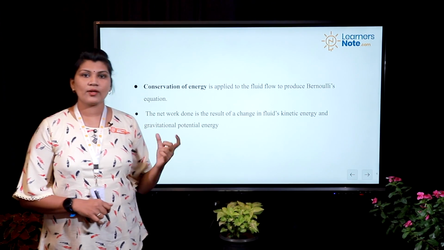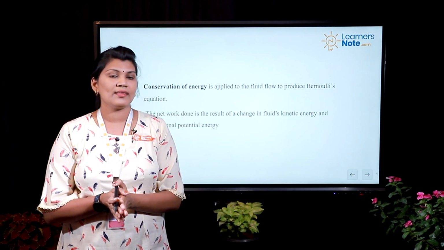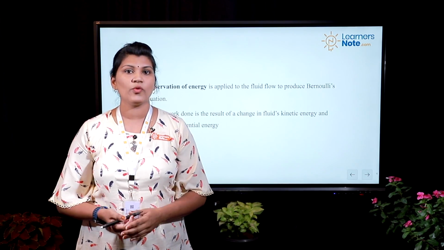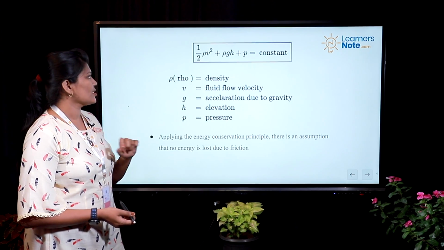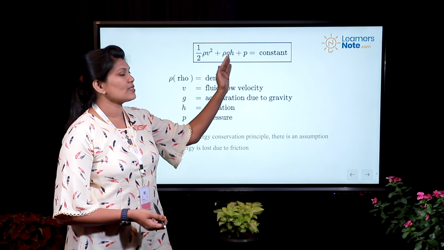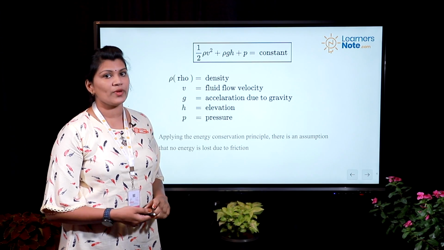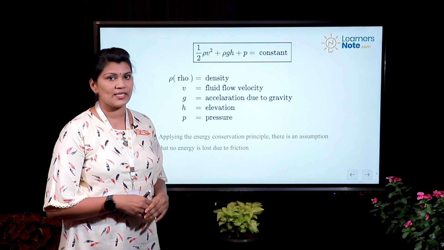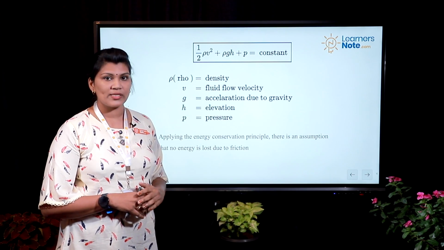Next, we can conclude from this statement that the total energy of a fluid is conserved. That means in this equation, half rho v square plus rho gh plus p is equal to a constant. That is, the total energy of a fluid is constant. It will not change at any cost. That is the concept of Bernoulli's theorem.